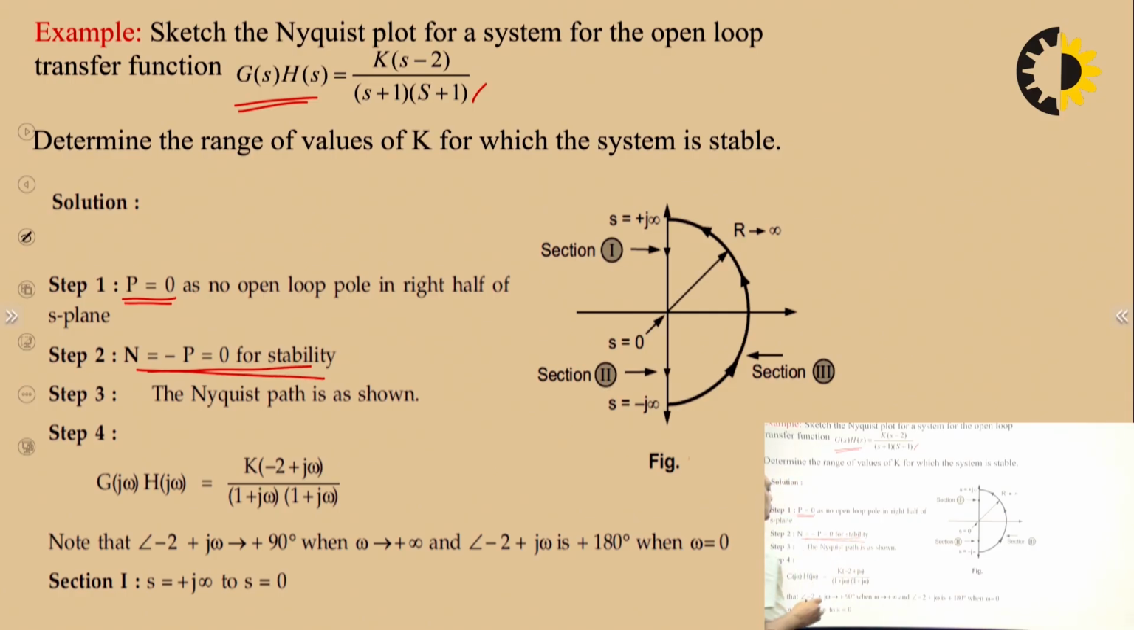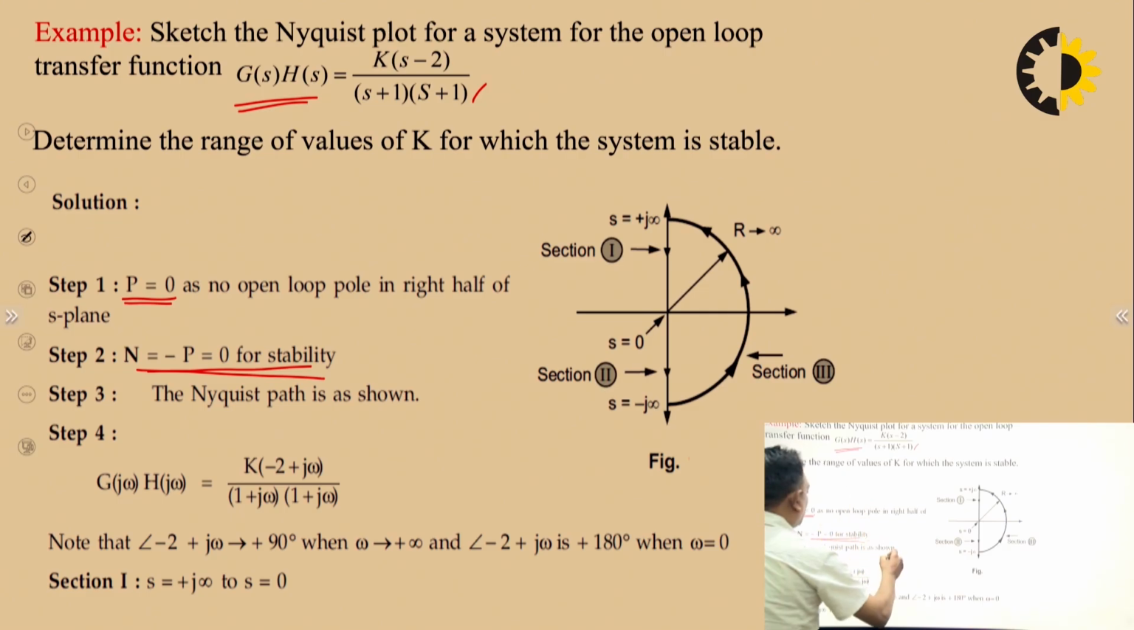So n equals 0. It means the minus 1 plus j0 critical point should not be encircled by the Nyquist plot, or will be encircled in such a complicated manner that the net encirclement is basically 0.